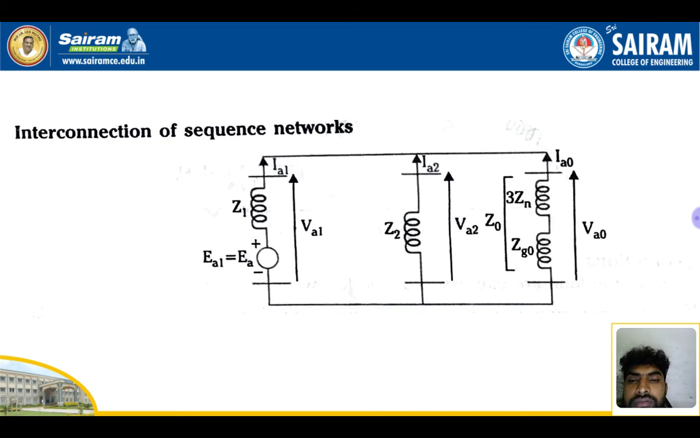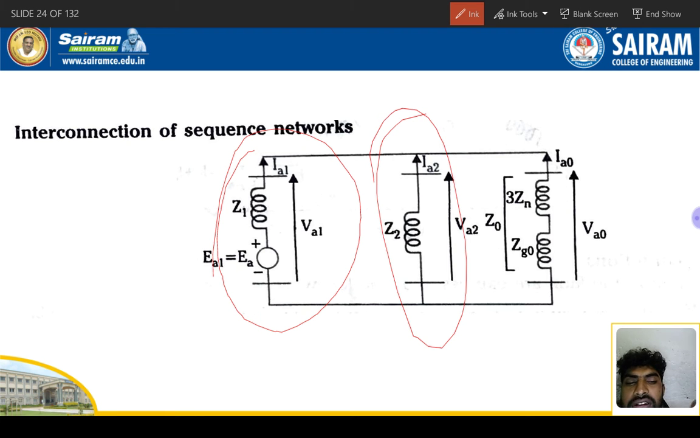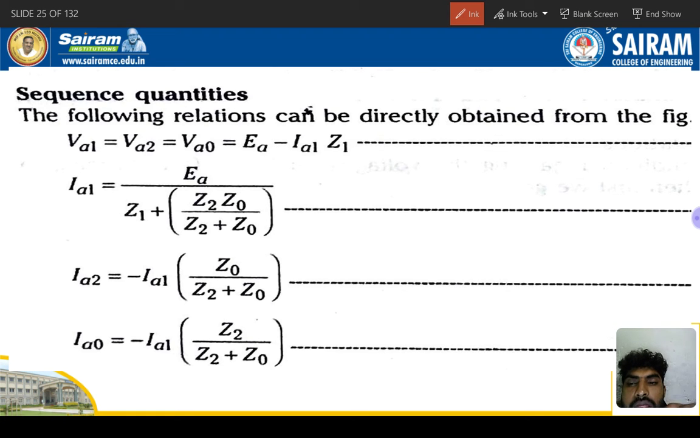So this is the circuit diagram, drawn from the concept, from the generator. Here this one is the positive sequence, this one is the negative sequence. In the negative sequence there is no generating generator, right? And this one is the zero sequence. See, IA0, IA2, IA1 will be there. Next we have the sequence components: VA1, VA2, VA0 is equal to EA minus IA1 Z1. Everybody knows this is the generator equation, E minus IA Z.